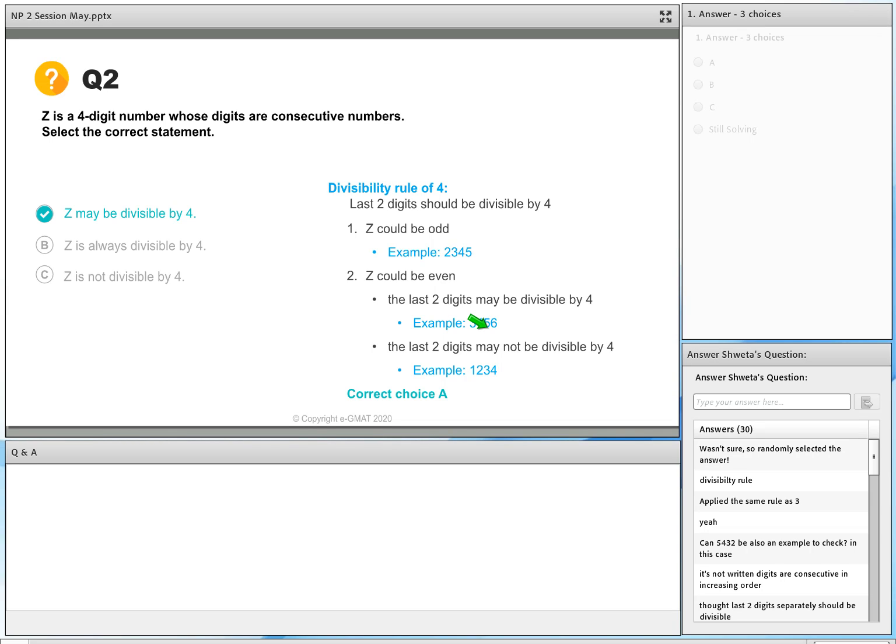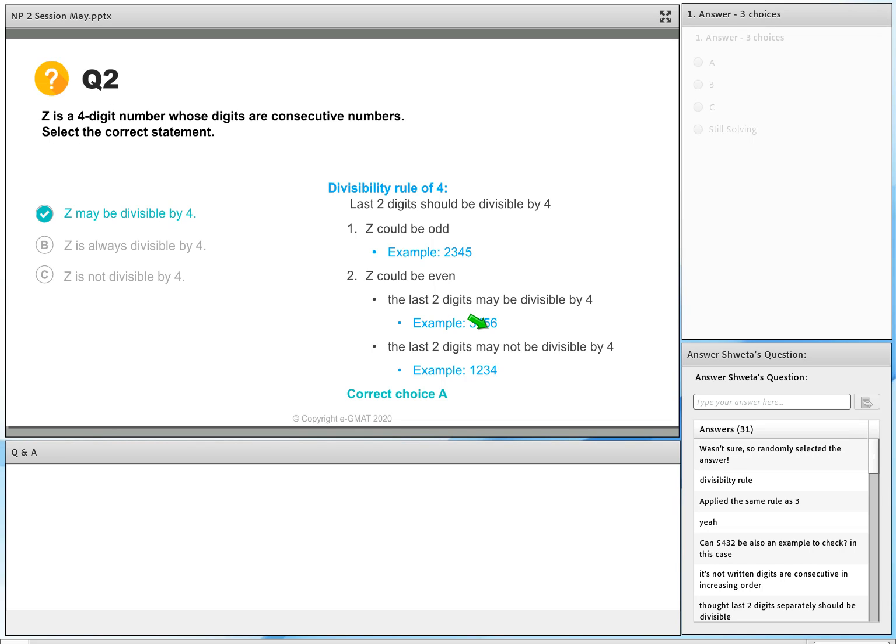Followed the rule for 3. Well, we have different rules for 3 and 4. Then, okay, somebody else did use the same rule, a plus 1, 2, and 3, and then you just added all of those digits. That is not the rule for divisibility by 4. It's not the same rule. Somebody thought that the last two digits separately should be divisible. No, it's the number formed by the last two digits which has to be divisible. So good. A lot of you forgot the rule, and that is why this happened. So I'm glad now everybody knows the rule for divisibility. And so whenever you're going to see another question, you are going to be more comfortable with this.